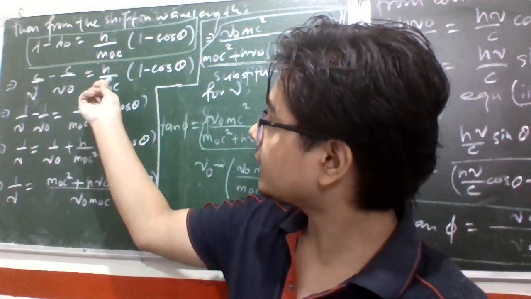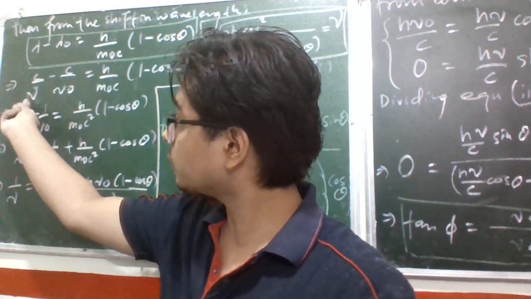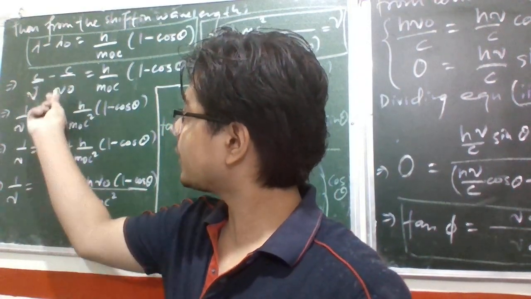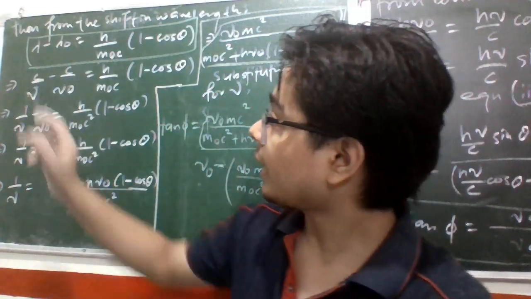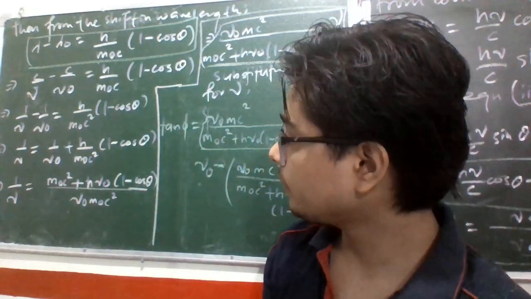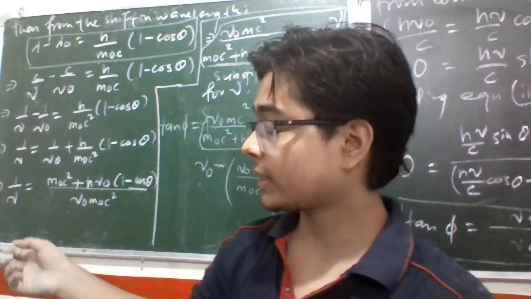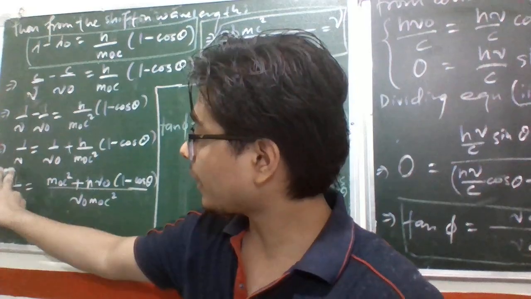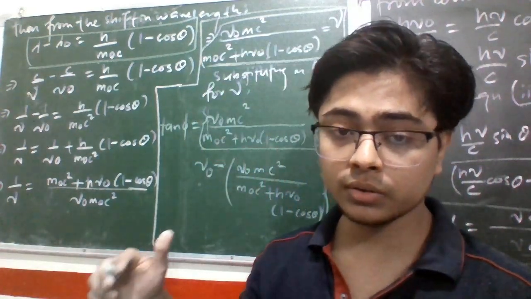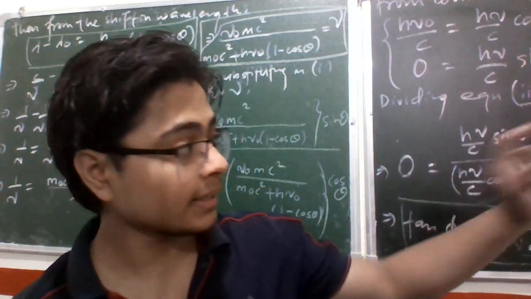First thing that I did here is I introduced C by nu naught. So C by nu is lambda and C by nu naught is lambda naught. I brought this C back here as C squared. I can separate the 1 by nu because I want the value of nu in terms of nu naught, so that I can substitute that here.